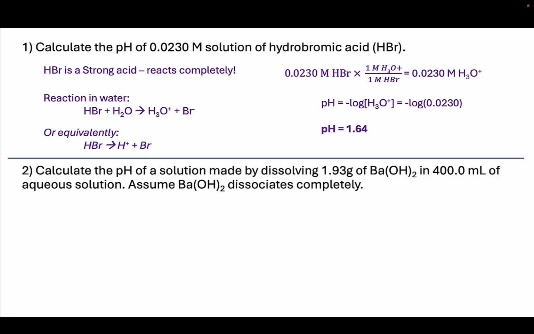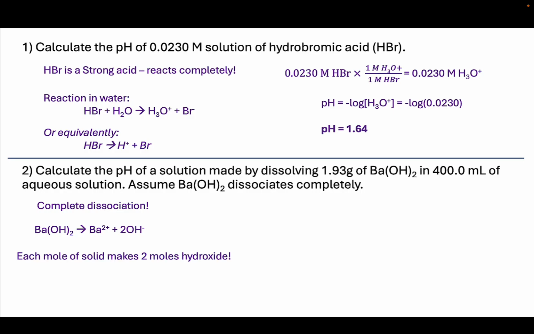The second part is asking us to calculate the pH of a solution made by dissolving barium hydroxide in a certain amount of solution, and we're also given that it dissociates completely. So this is akin to the strong acid problem, just for a base. We want to follow the same procedure. What is the reaction that occurs? This is complete dissociation. Barium hydroxide goes to barium 2 plus and 2 hydroxides. This is to say that each mole of solid makes 2 moles of hydroxide.